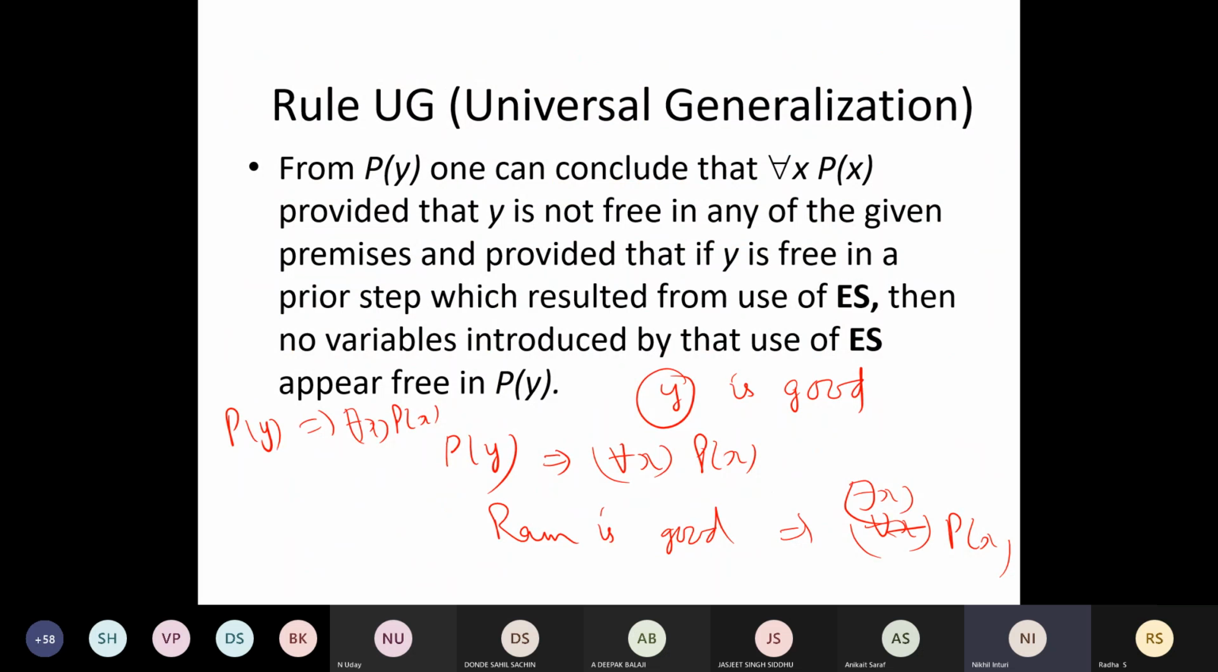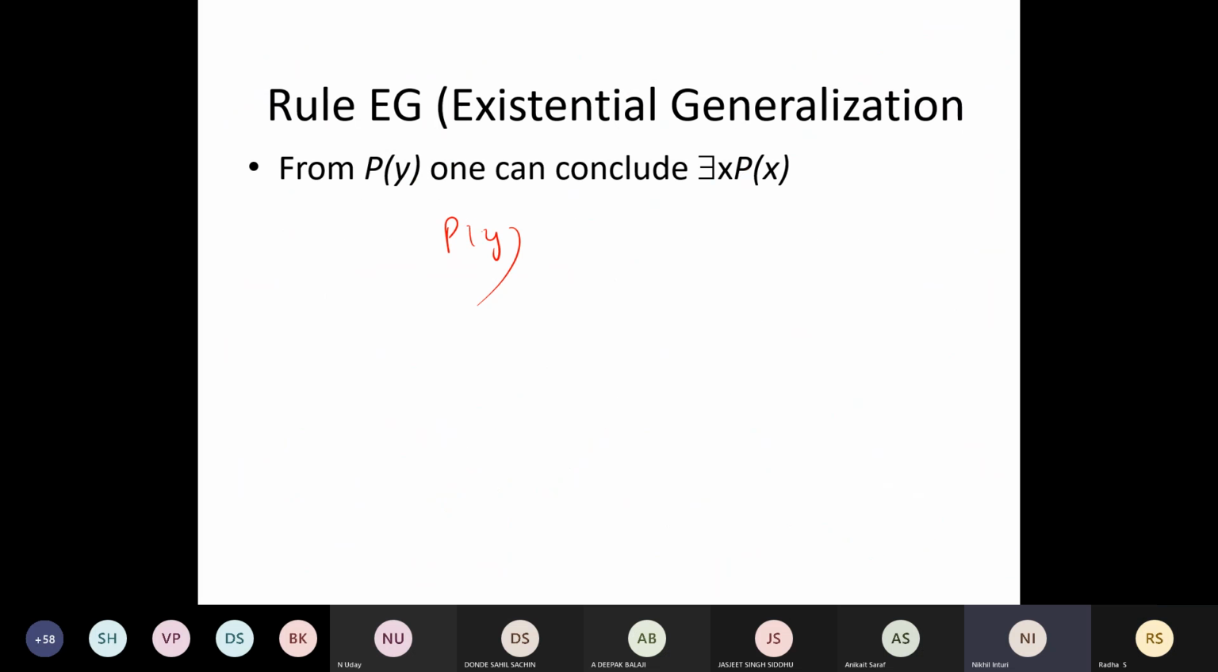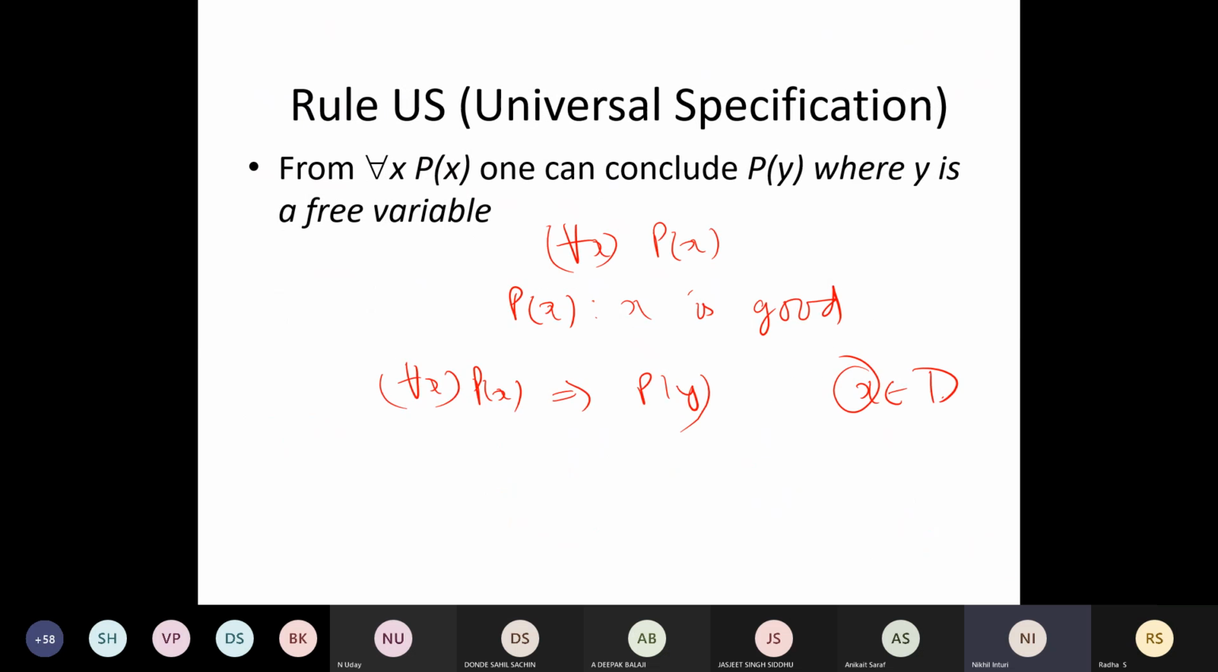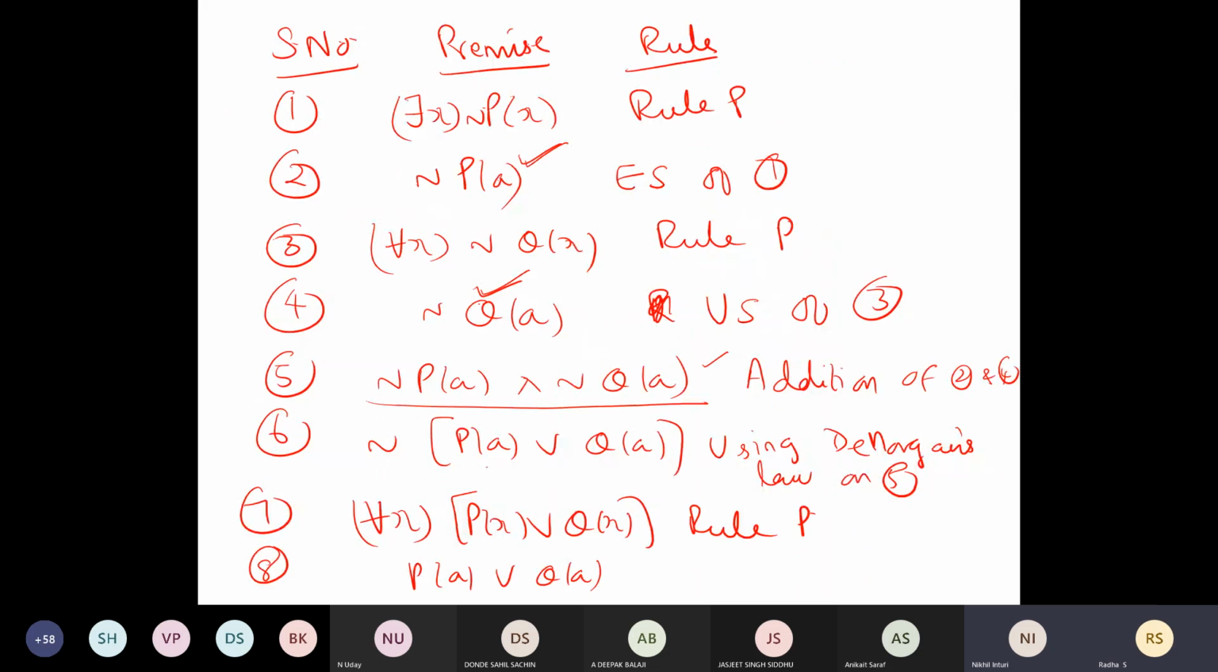Universal specification. Okay, nothing is there. Sorry, I got confused, very sorry. Here you can use it because it is true for all values, right? You can use. So can you see a contradiction somewhere now?